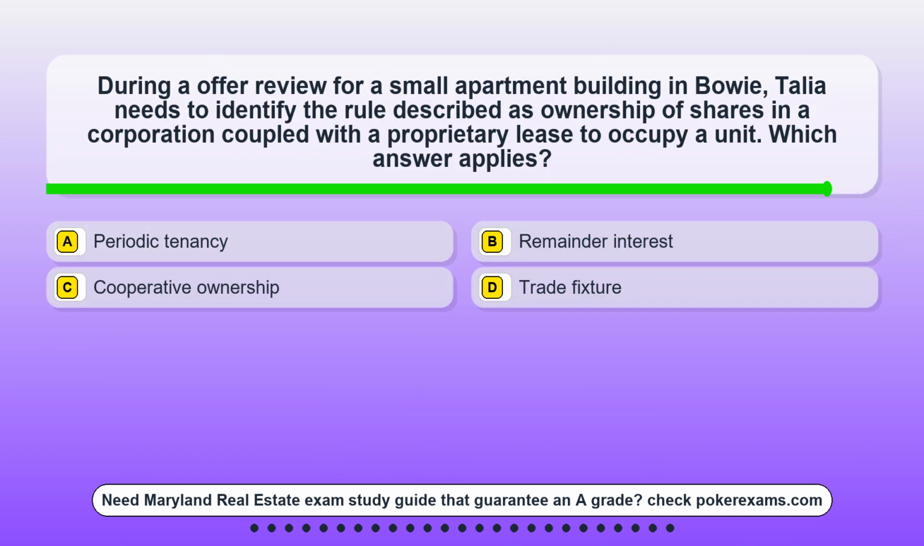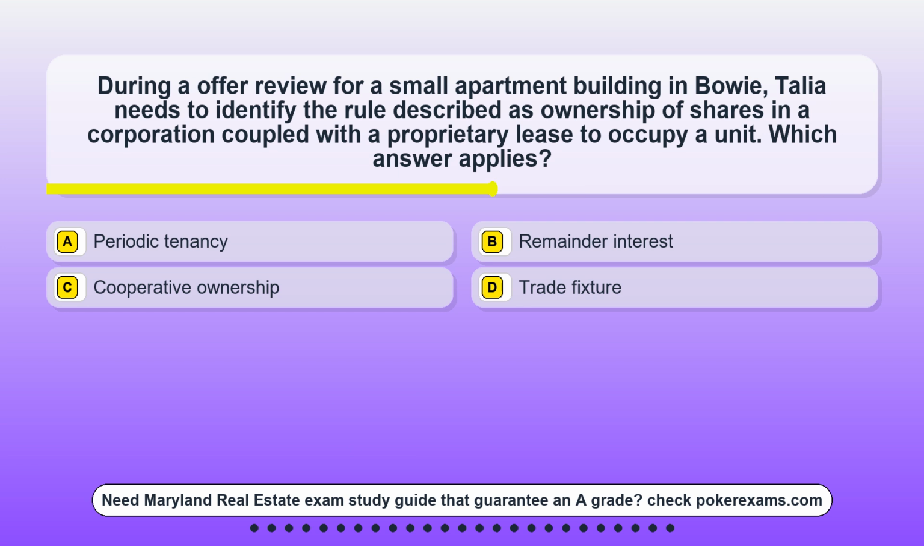Question 13. During an offer review for a small apartment building in Bowie, Talia needs to identify the rule described as ownership of shares in a corporation coupled with a proprietary lease to occupy a unit. Which answer applies? Option A, periodic tenancy. Option B, remainder interest. Option C, cooperative ownership. Option D, trade fixture.